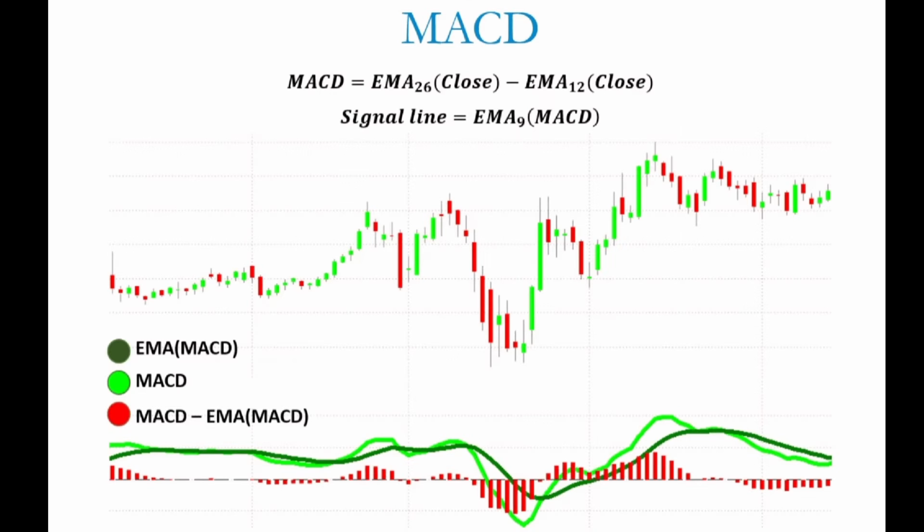Well, we need to know how MACD is calculated. The MACD is calculated by subtracting the 26-period exponential moving average, or EMA, from the 12-period EMA. A 9-period EMA of the MACD line is then plotted as a signal line. The MACD histogram is the difference between the MACD and signal line.